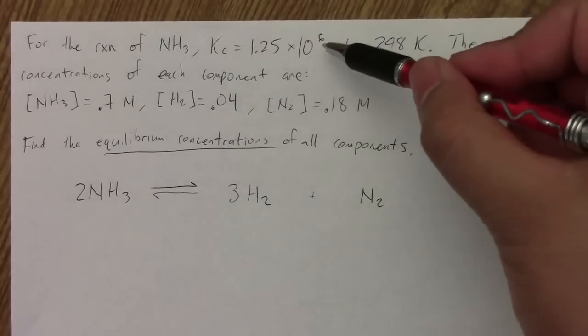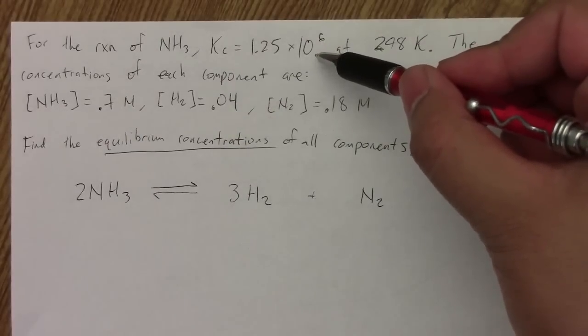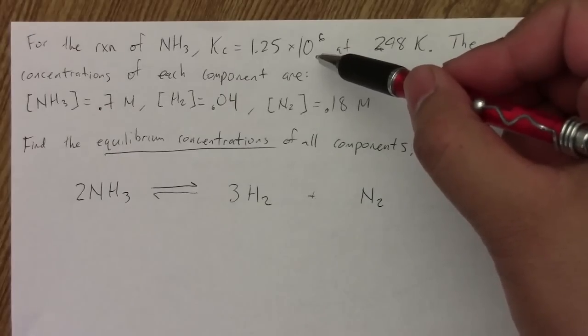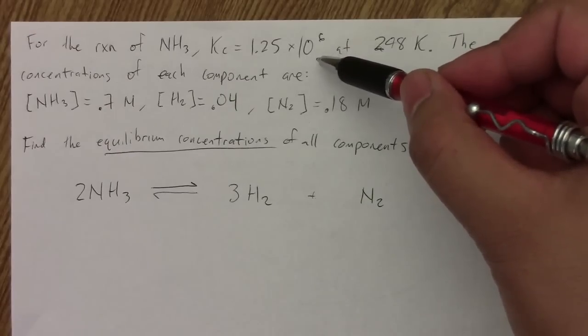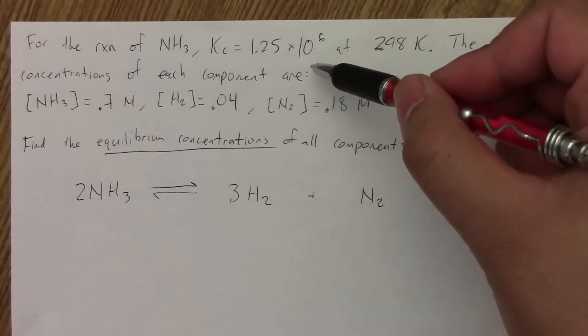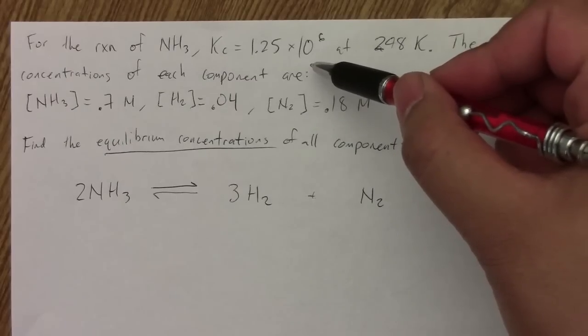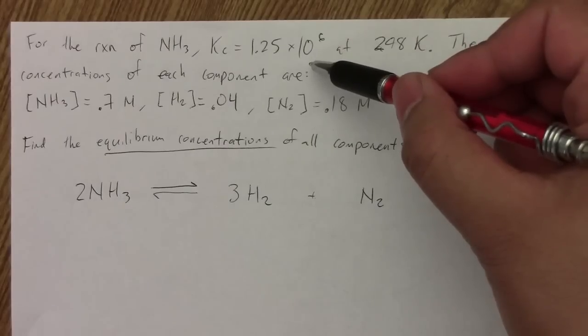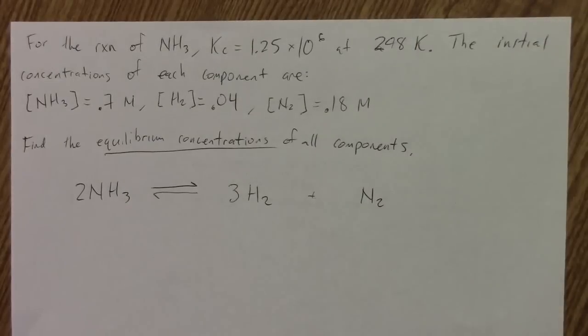So we're given a Kc here, and just looking at this Kc, 1.25 times 10 to the 6th, that's a decently large number. When you see any K number, you need to analyze that. In this case, is K less than 1, equal to 1, or bigger than 1? Hey, it's hugely bigger than 1. So that should tell you this is going to be product favored. So that's a starting point.